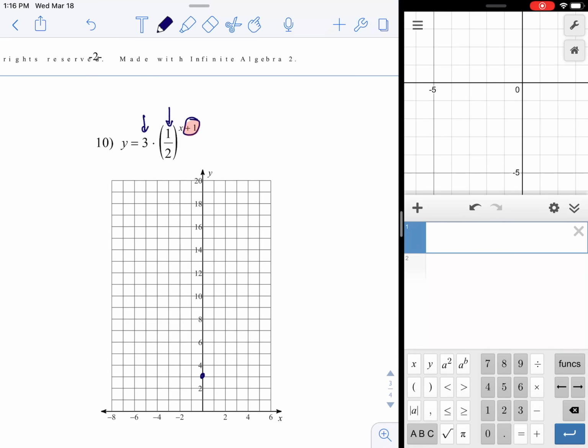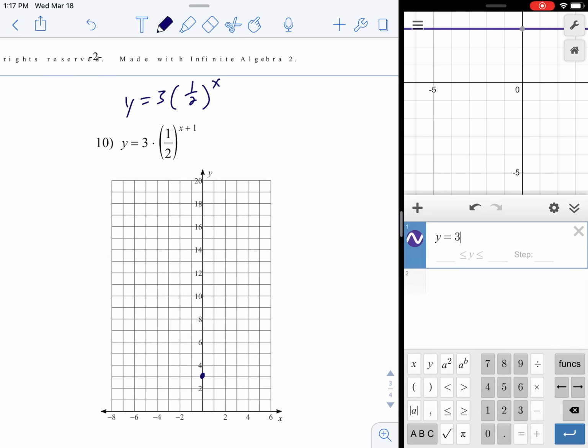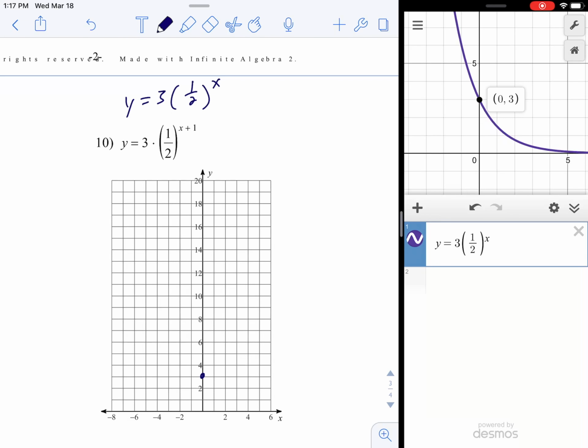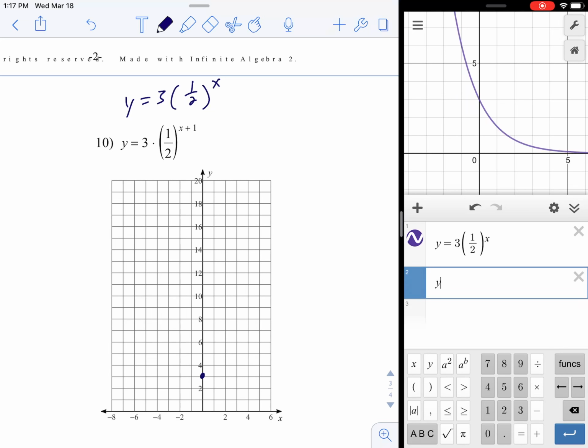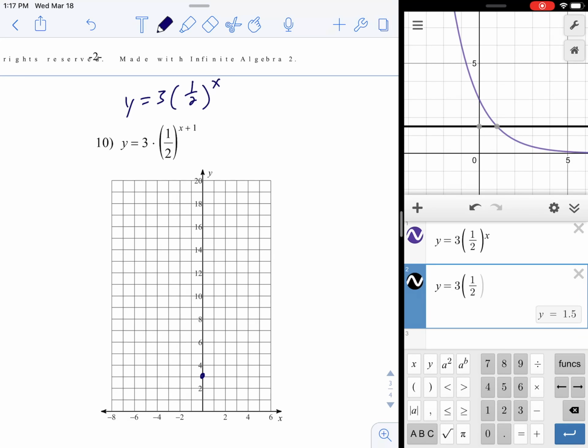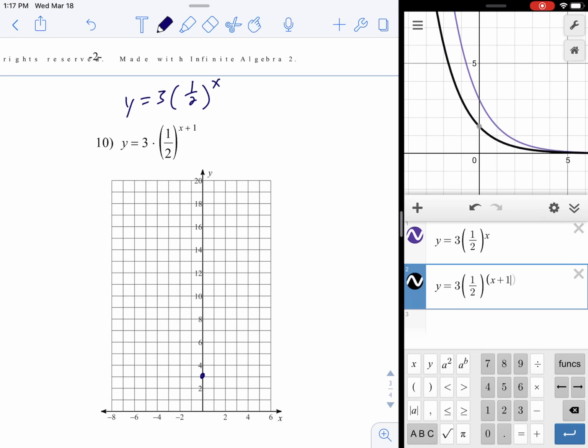So here's what I'll do. I will graph y equals 3 times 1/2 to the x, and then I'll do this one so you can see exactly the effect of that plus 1. y equals 3 times (1/2) raised to the x. So that looks like this. Now I'm going to type in y equals 3 times (1/2) raised to the x plus 1.